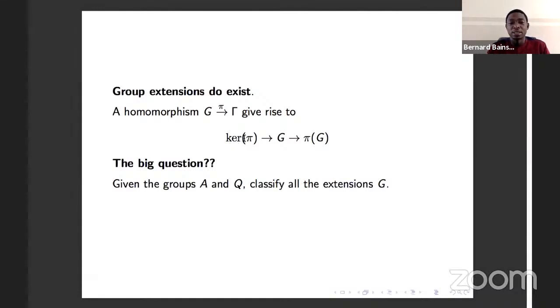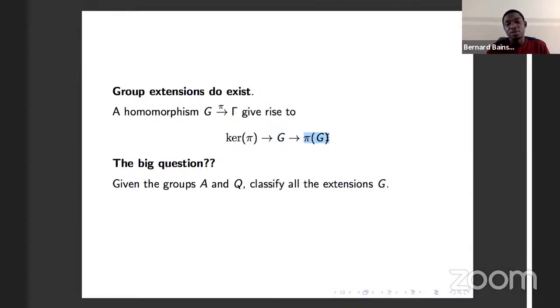And so this sequence here is exact, and it's a short exact sequence. So we can say that G is an extension of the kernel of π by π(G). And we can give so many concrete examples. And this is what we are interested in, finding extensions.